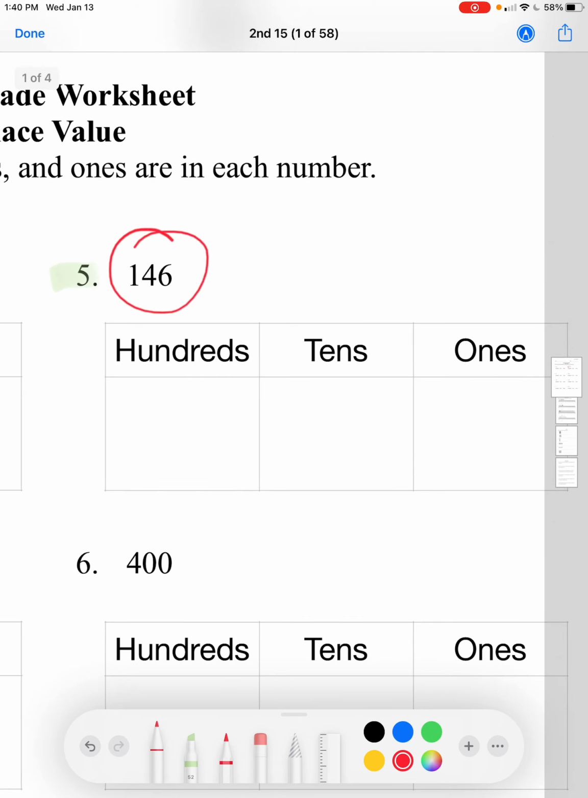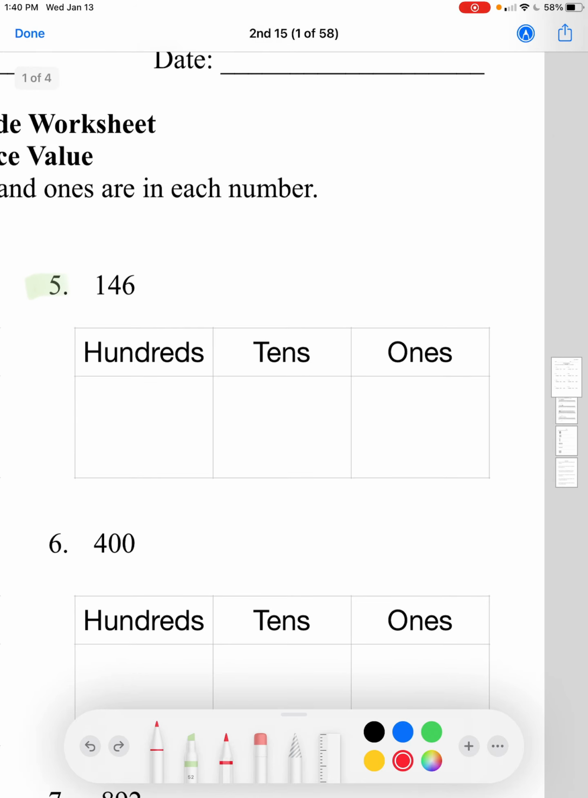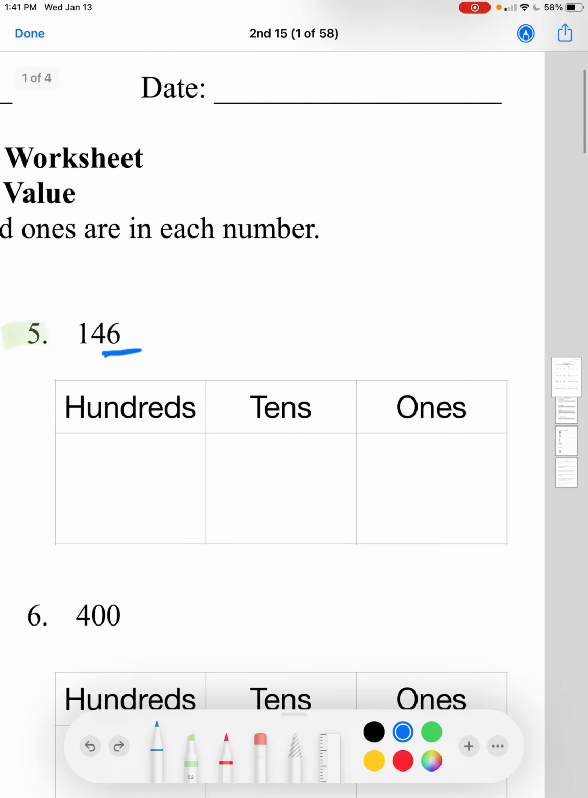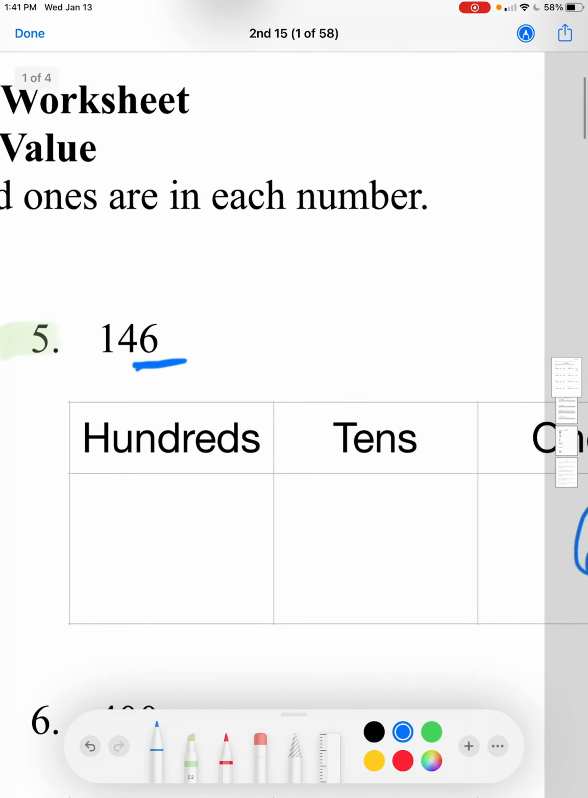We have the number 146 given to us and we're going to divide that number up by putting each digit into either hundreds, tens, or ones. So let's start with ones. If you look right here, this is the ones place, right? So that's where the 6 is, so there are 6 ones in this number. So let's cross that out since we've already used it.